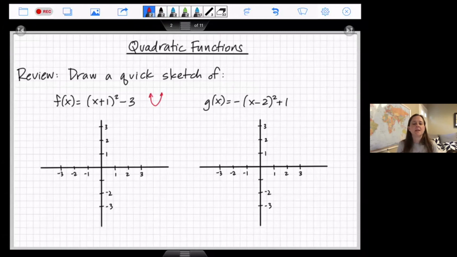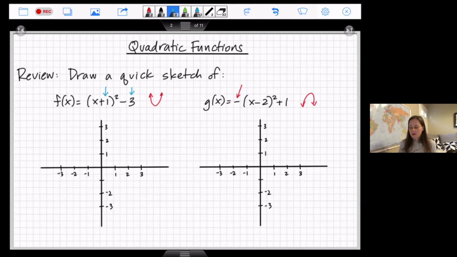G of x has the same shape, but because of this -1 here, it's going to have that flipped upside down shape. It's going to have that vertical flip kind of hanging down from the origin. All right, and then both of them have a horizontal shift and a vertical shift. Let's see, f of x is going to move to the left 1 and down 3.